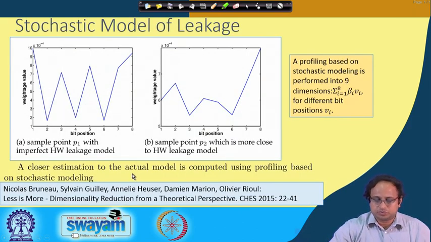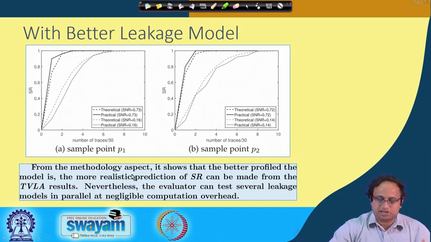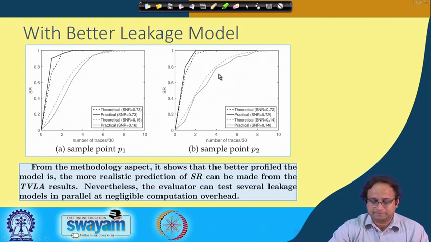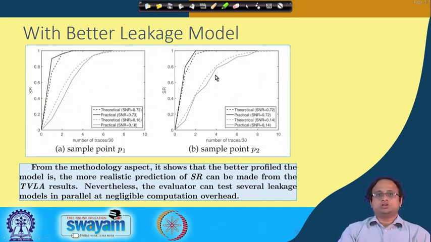So now what we did is we estimated a better leakage model, and then we redid the experiment, and now you can see that if you compare again both point P1 and P2, there is a drastic improvement, and you can see that the match is more close. So therefore, from the methodology aspect, it shows that the better profiled the model is, the more realistic a prediction can be done for the success rate from your TVLA results.